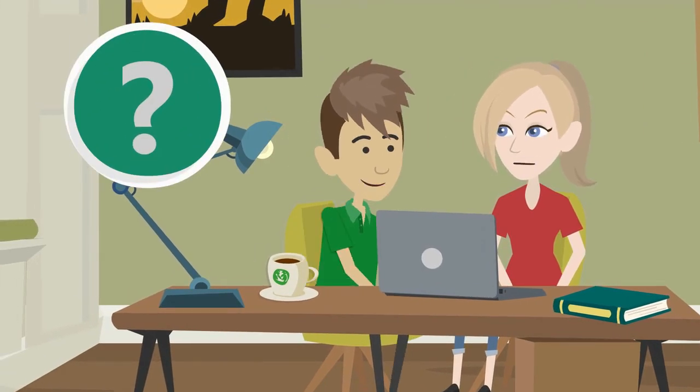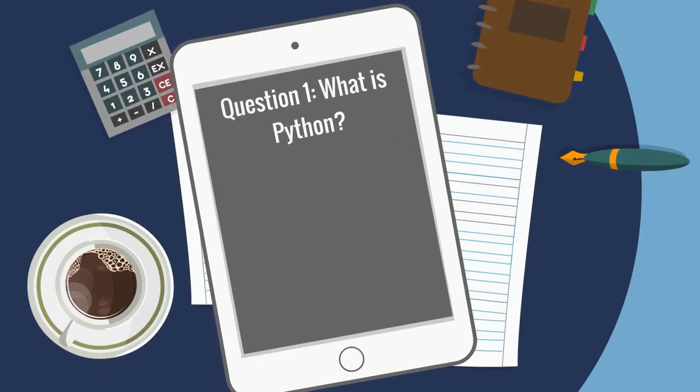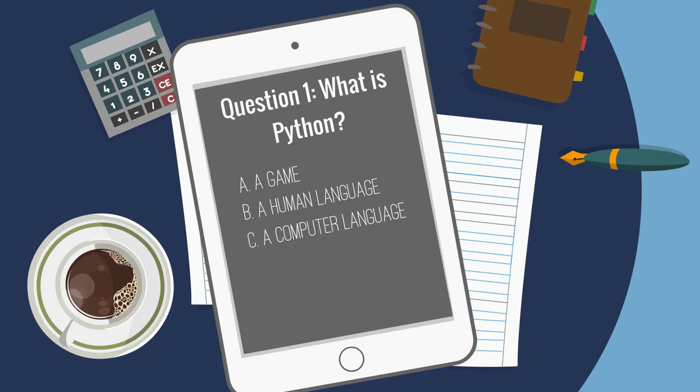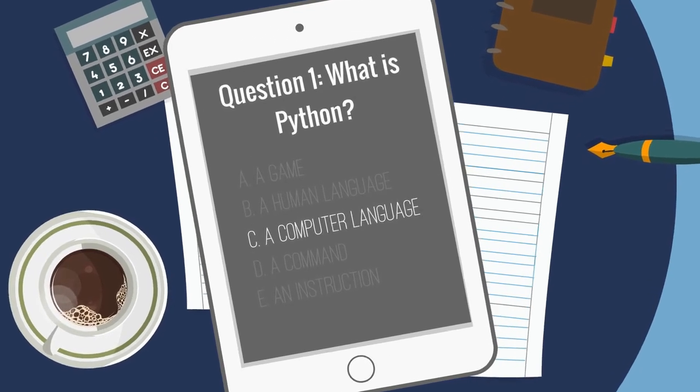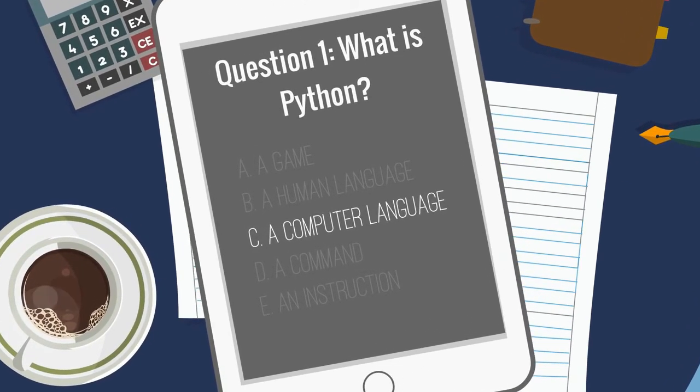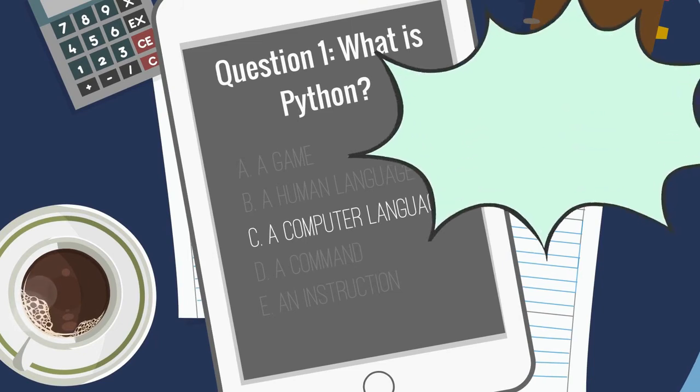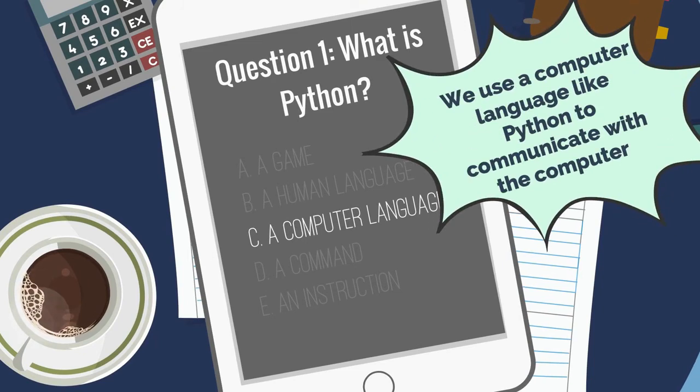Okay, I'm ready. Question 1. What is Python? A, a game. B, a human language. C, a computer language. D, a command. E, an instruction. The answer is C, a computer language. That's right. We use a computer language like Python to communicate with the computer.